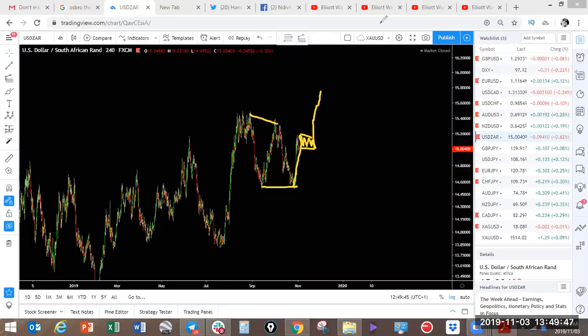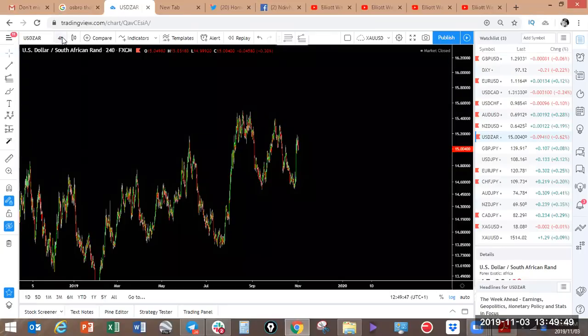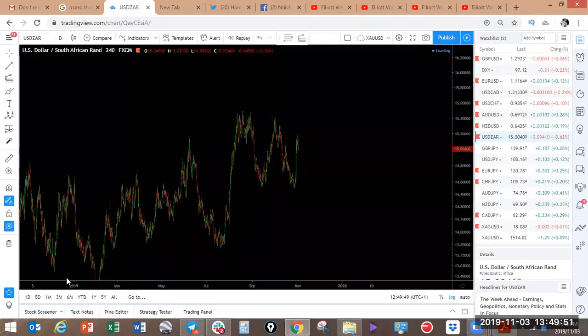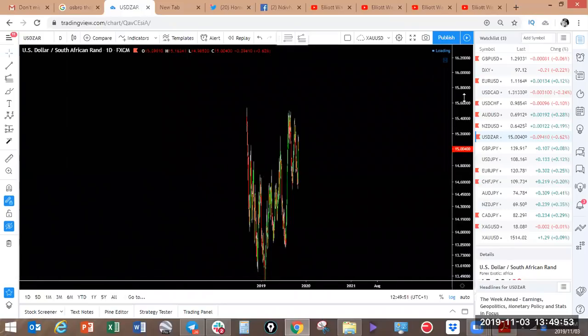Correction, look for upside. I'm going to go to the daily so you can see the overall structure that we'll be looking at now on US dollar ZAR.